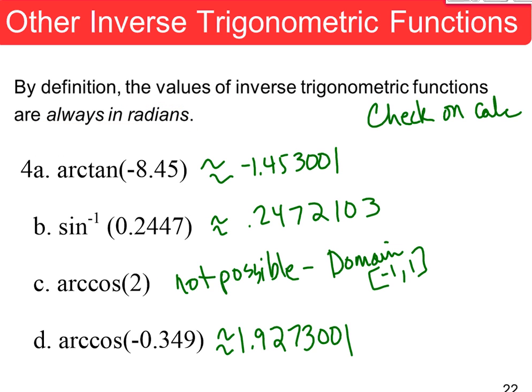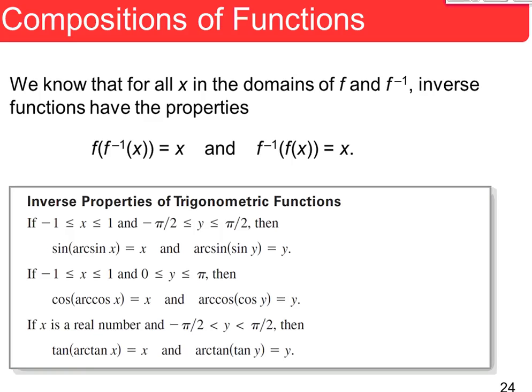Okay, so the next thing is the composition of functions. And all we're going to do today, since we have a lot of people gone, is write the properties for that. The book authors call that inverse properties of trigonometric functions. And to me, the order is a little funny, so I will make some notes on this.